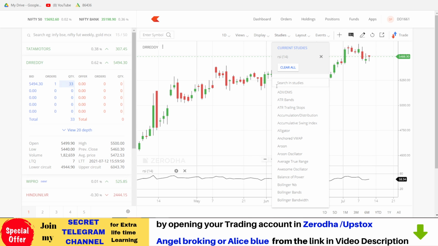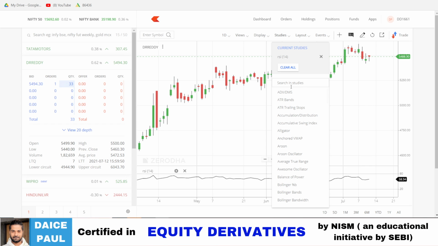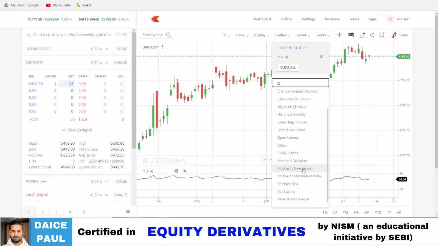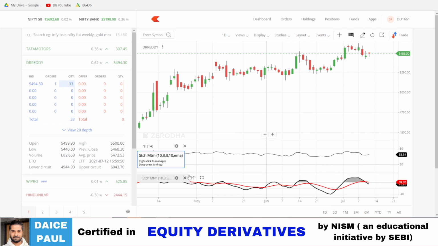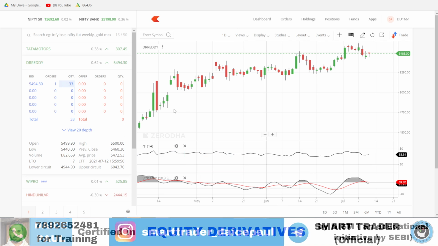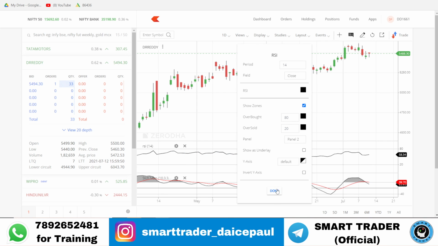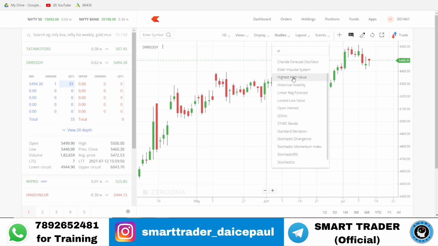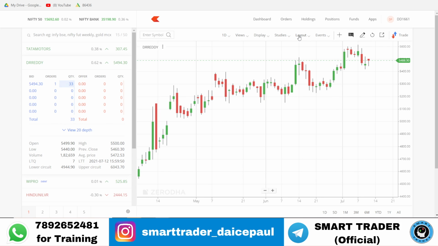Apart from that, we have so many indicators created by so many traders with their formulas. You would have seen many indicators, and we are using them. So RSI, or if you want to search for anything, let's say stochastic or momentum index, click on that and it will come here. If you want to change the settings, click here, you can change the RSI settings. That is more about studies. If you click here, it will clear all the studies. Layout and events are not required.